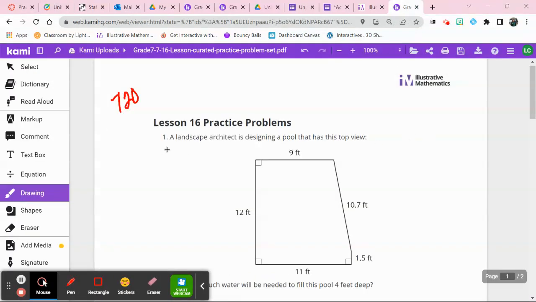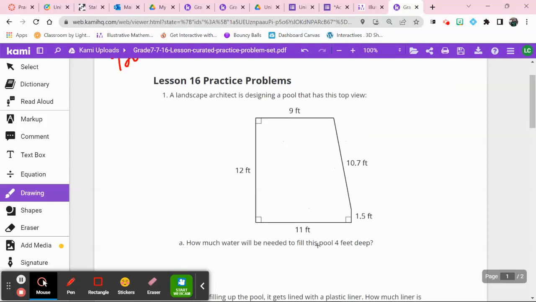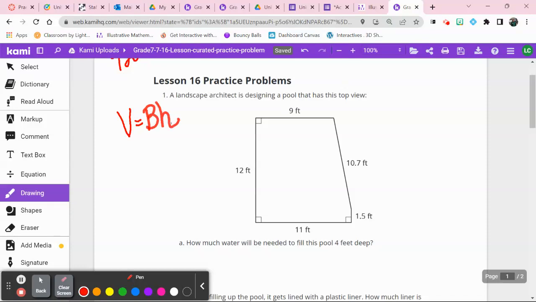All right, this first one: a landscape architect is designing a pool that has this top view. So that's the base of our pool. How much water will be needed to fill this pool full, 4 feet deep? We need the volume. Filling up a pool is going to be volume. The height is going to be 4 feet because that's how much water we're putting in.